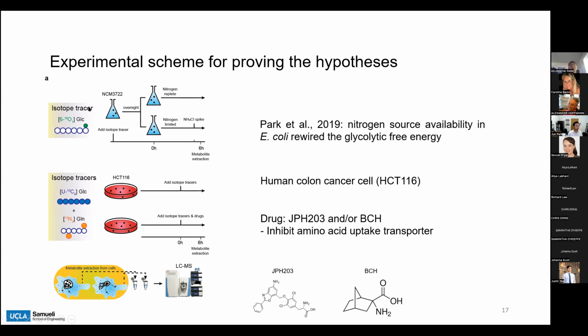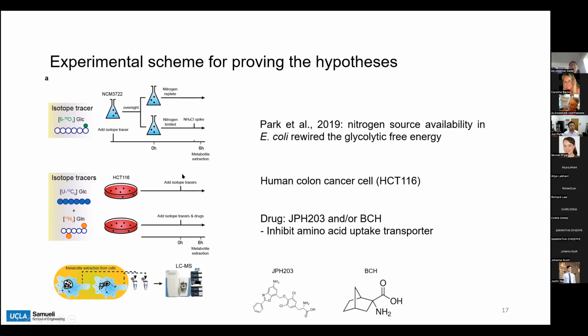In this case, this is E. coli, and this case is HCT116 cells, which are human colon cancer cells. The reason for preparing these two different nitrogen replete and nitrogen limited cases is that in 2019, Dr. Park realized that nitrogen source availability in E. coli rewired the glycolytic free energy. So we anticipate that under nitrogen replete conditions glycolysis is basal or forward-driven, and if the nitrogen is limited, then glycolysis of E. coli will be close to equilibrium.